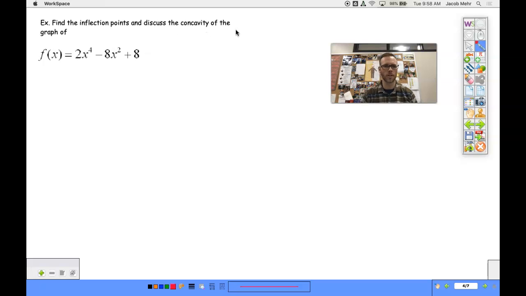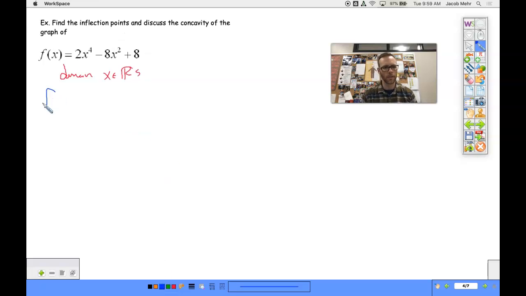So find the inflection points and discuss the concavity of this graph. Do recall that we have to make sure that we put any values that are not in the domain, because it can change from concave up to concave down, like at a vertical asymptote or a hole or something like that. But when we take a look at this function, our domain is all real numbers, so we don't have to worry about that. So let's find our inflection points.